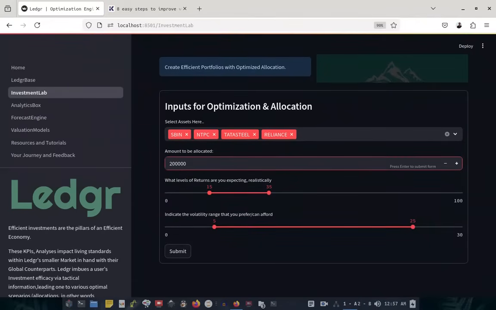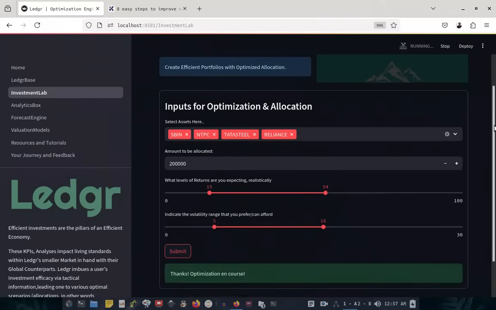So the two sliders over here are just indicators for ranges. The first one being that for the level of returns which the user is expecting, and the second one is for their risk appetite. And let's hit submit and see what happens. So immediately the optimization is on course, and within a few seconds, yes.